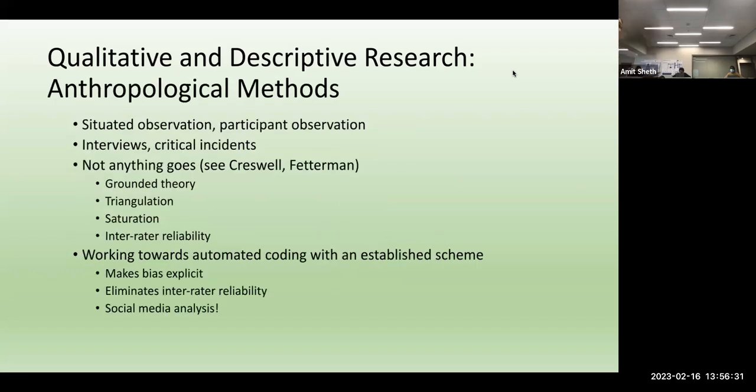Okay, one other well-respected qualitative method is anthropological methods. And this would include situated observation and participant observation. That's what I'm doing when I'm in the emergency room or at NASA Mission Control.